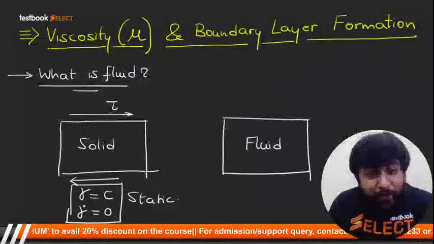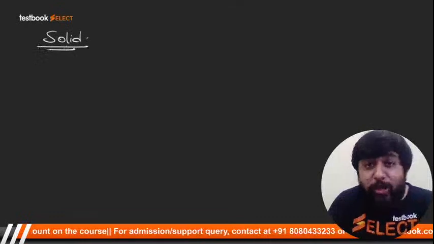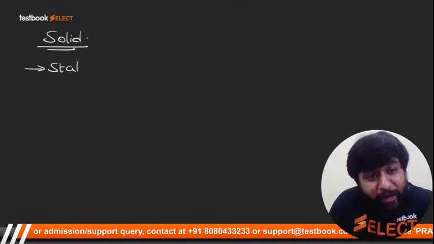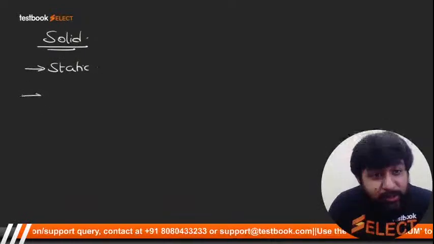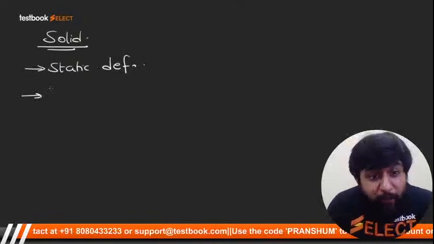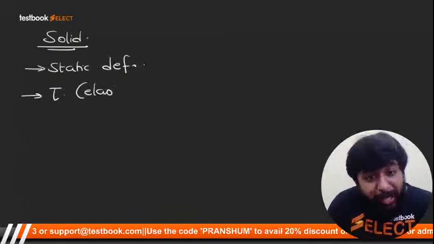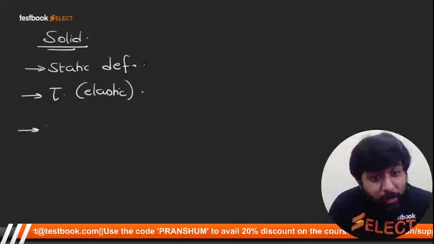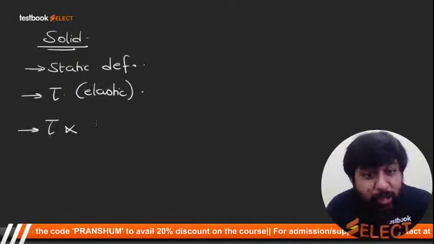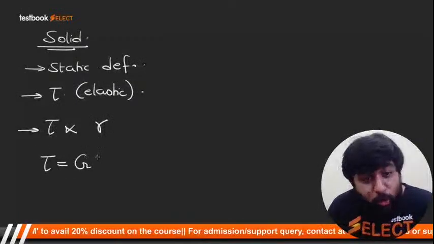So what did you guys tell me? You told me that, sir, when we apply external shear stress on a solid body, first of all, there is a static deformation. Secondly, since the body is deforming, there will be some internal shear stress, and the internal shear stress will be elastic in nature. And thirdly, the internal shear stress is directly proportional to static deformation, that is gamma. So you say tau is equal to G into gamma.